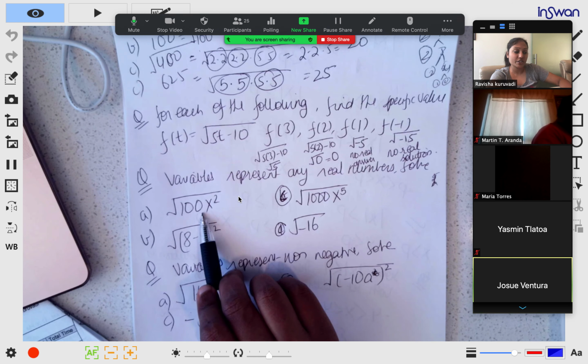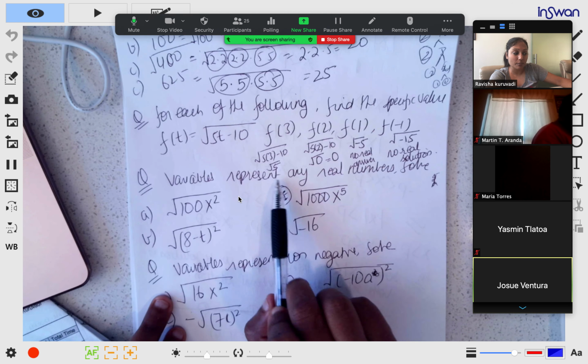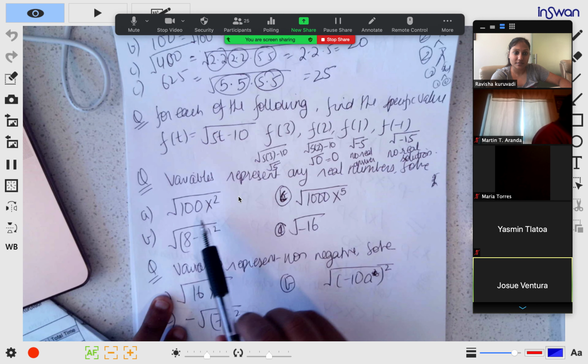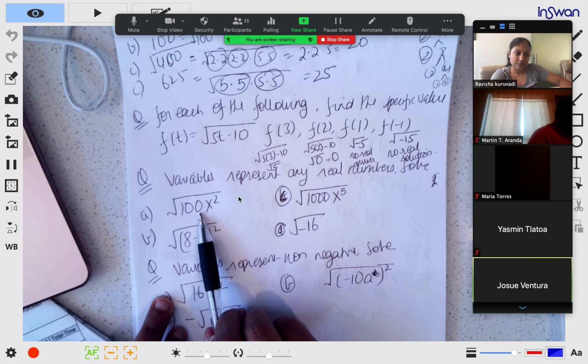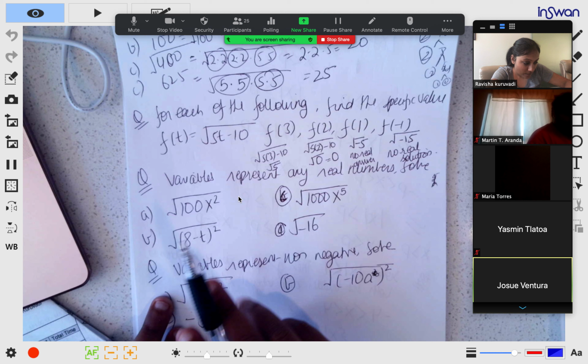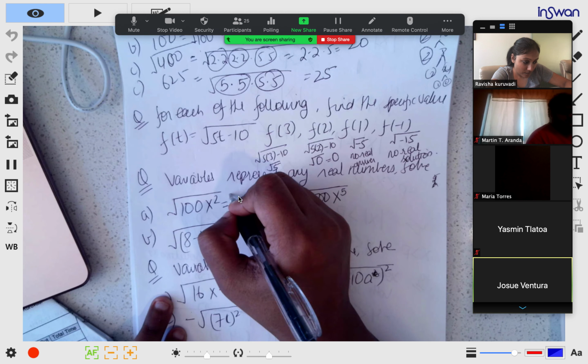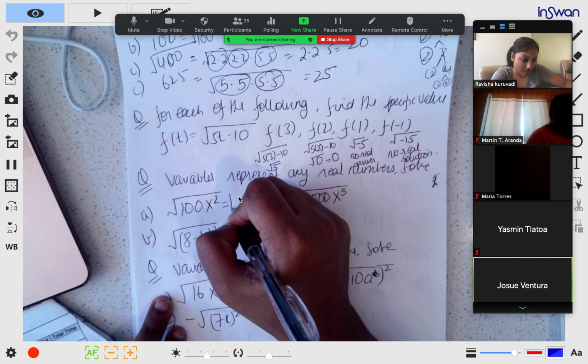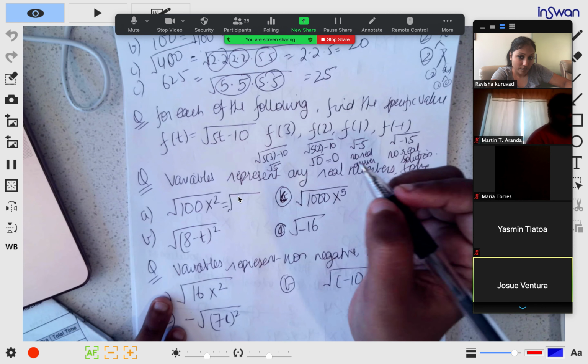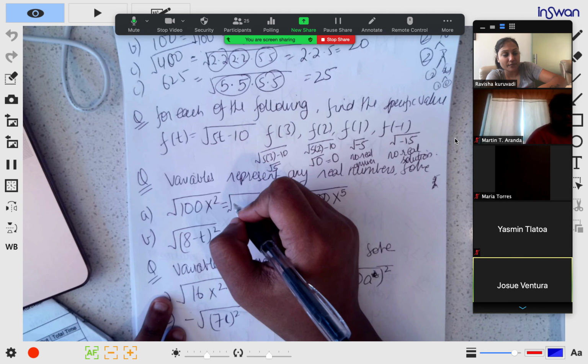And read the question. Variables represent any real numbers, and then you have to solve this. So it is square root 100 and then square root x. So first of all, 100. What are the factors of 100?